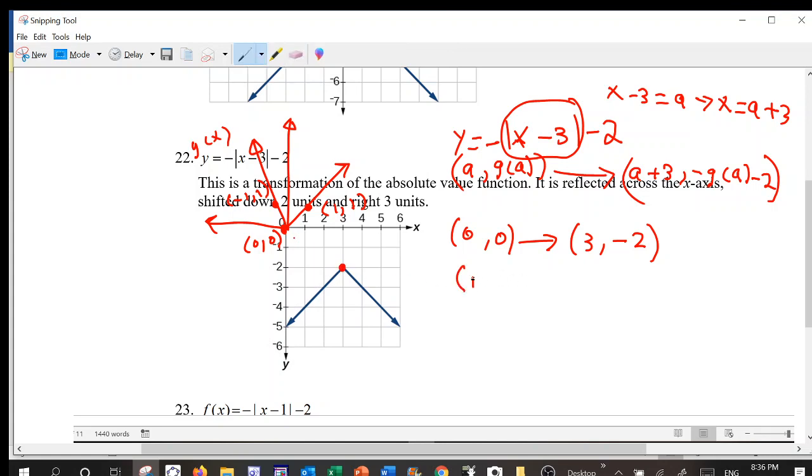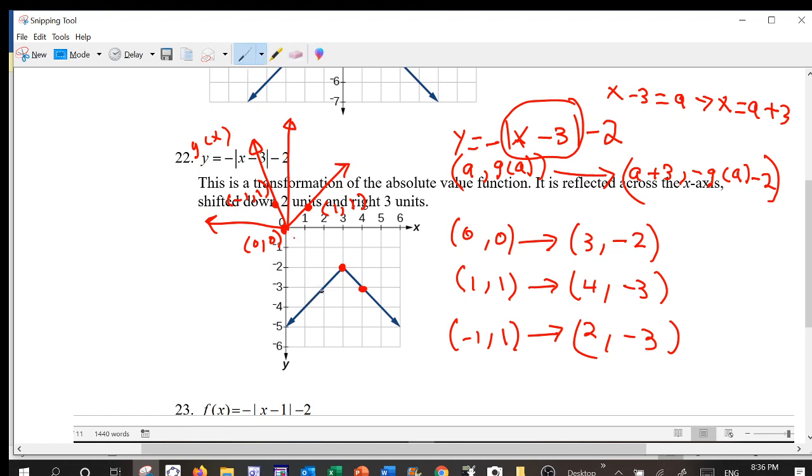And then where does 1, 1 go? 1 plus 3 is 4. And negative 1 minus 2 is minus 3. So 4, negative 3 is that point right there. And then negative 1, 1 goes to, well, negative 1 plus 3 is 2. And the whole g of a is just 1. Negative 1 minus 2, again, negative 3. So 2 and negative 3, which is this point. And we could just graph this part.